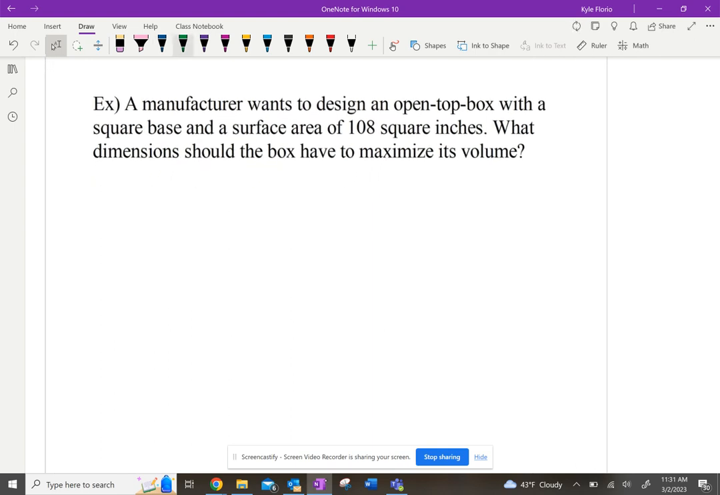All right. So here we have a manufacturer who wants to design an open top box with a square base and a surface area of 108 square inches. What are the dimensions to maximize the volume?